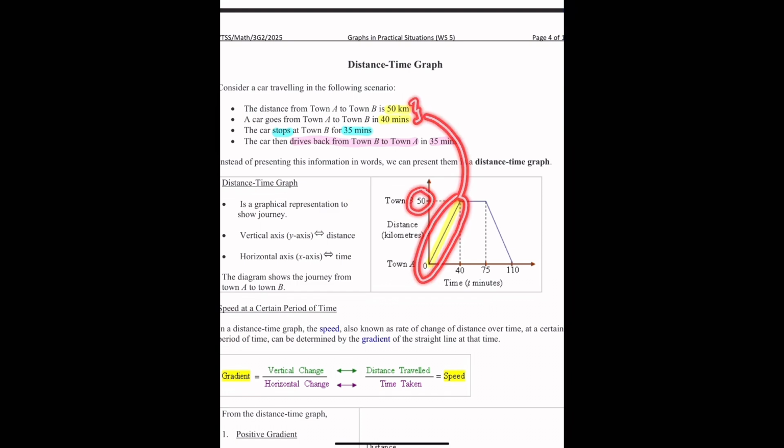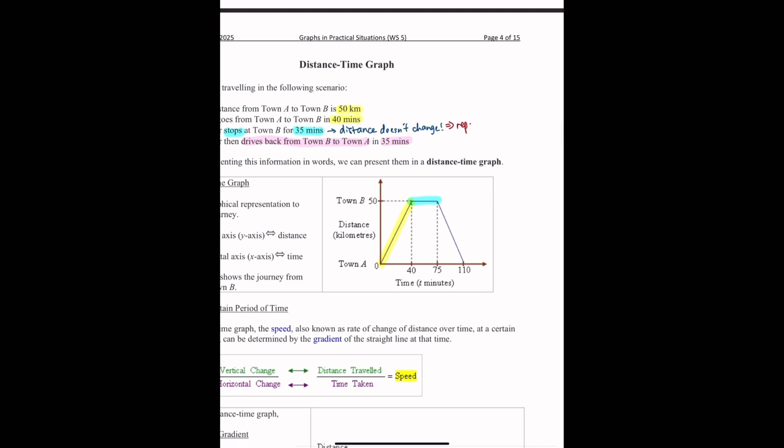Next, when a car stops somewhere, that means the distance doesn't change, okay? Which means in a distance time graph, it will be represented by a horizontal line. So let me just write here, represented by a horizontal line.